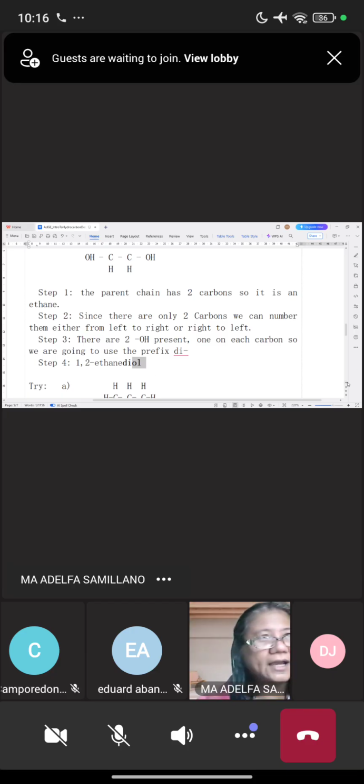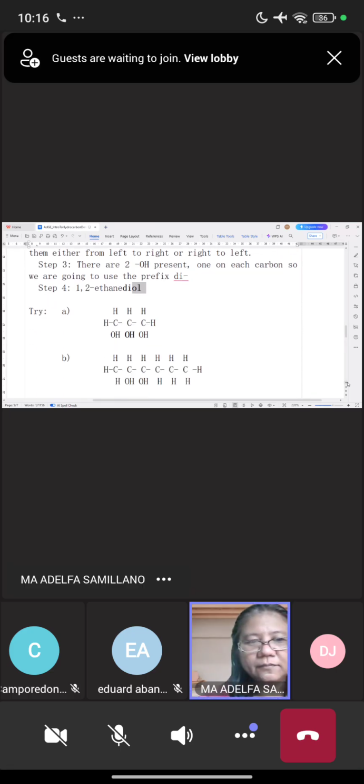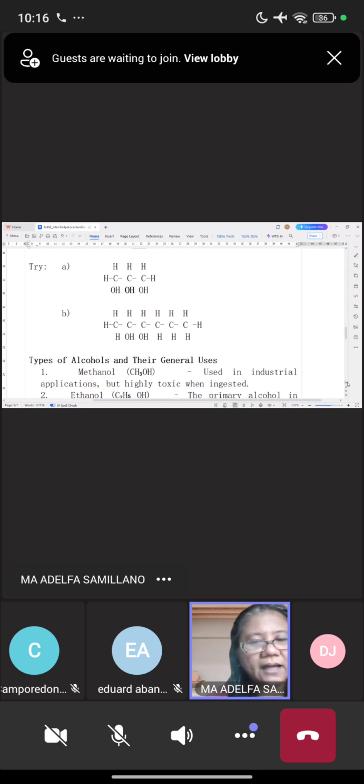I am getting into the multiple double bonds later, so for now let us stay with alcohols. So please try A and B and write or type your answers in the chat box. You have 2 minutes. You write your answer for A, and for B.